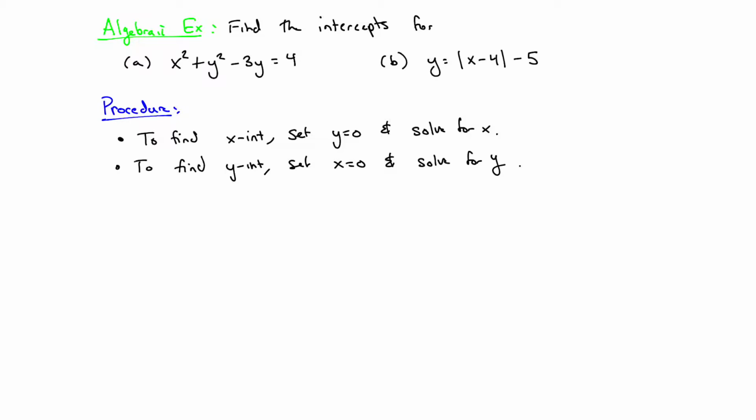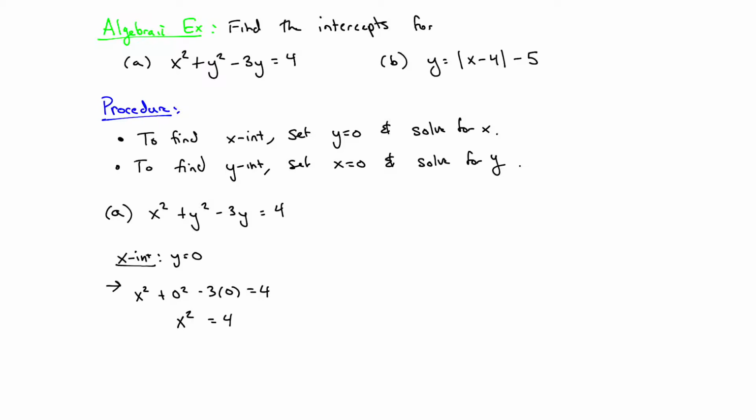So, for part A, we have x squared plus y squared minus 3y equals 4. And for our x-intercepts, we're going to set y equal to 0, which will give us x squared plus 0 squared minus 3 times 0 equals 4. If you feel comfortable just going straight to x squared equals 4, by plugging in 0 and doing that in your head, I encourage you to do so. That would be the easiest thing for you. It spares you getting carpal tunnel. Since 0 squared and 3 times 0 just become 0 and don't change anything, go right ahead.